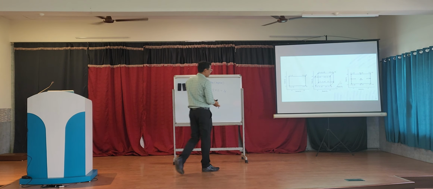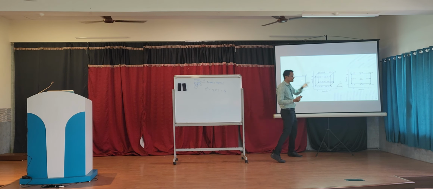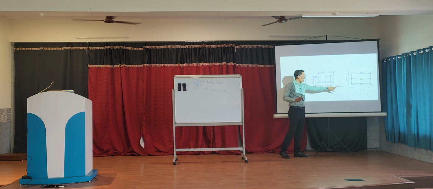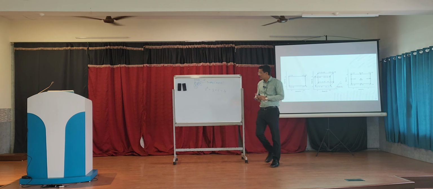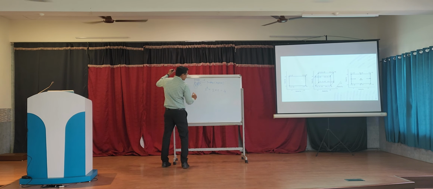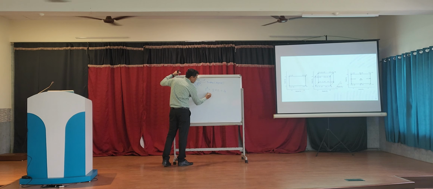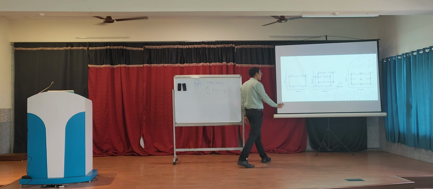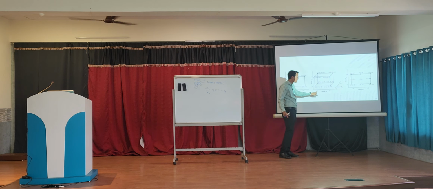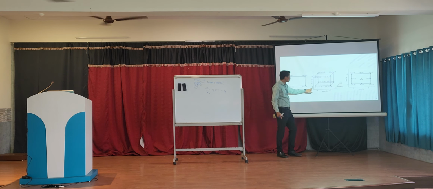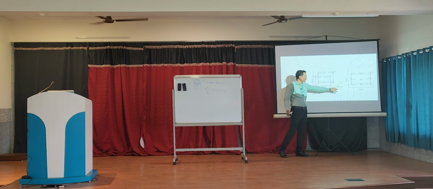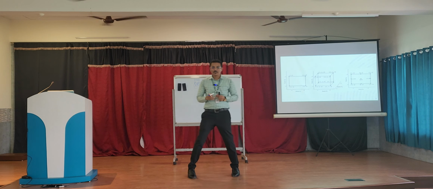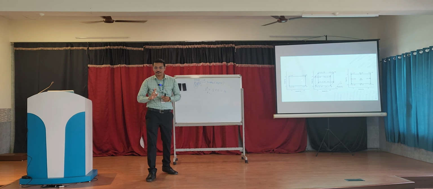Okay, now second example. In this example, how many factors have been considered? x1, x2 and x3. Is it right? Means n is how much? 3. Is it right? At the same time, how many levels are considered here? -1, +1, -1, +1, -1, +1. Means the number of levels are 2 or 3?